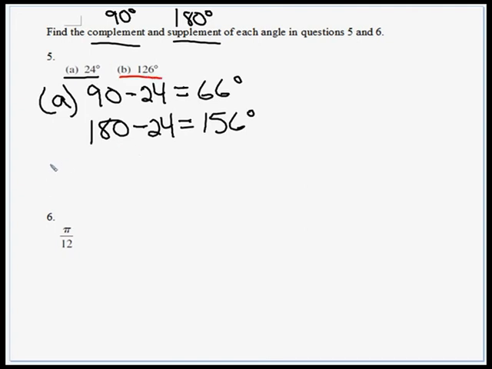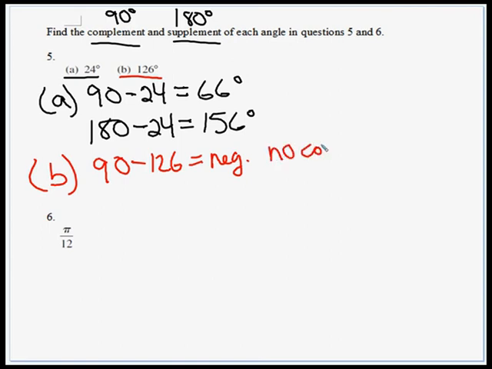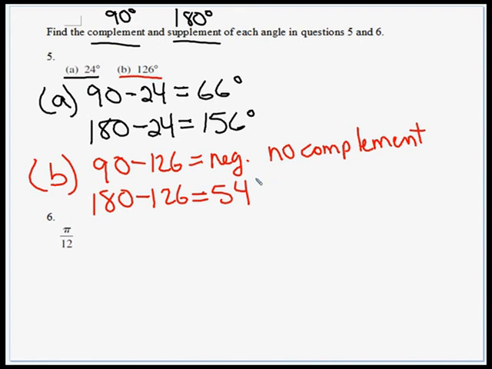Part B is 126 degrees. So for the complement, 90 minus the given angle. Well, 90 minus 126 is definitely going to give us a negative angle. By definition, complements are two positive angles that add up to 90. So for this, there is no complement. But for the supplement, we do 180 minus the given angle. 180 minus 126 equals 54 degrees.